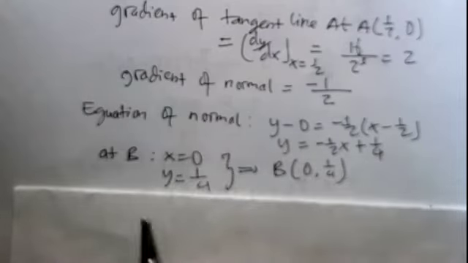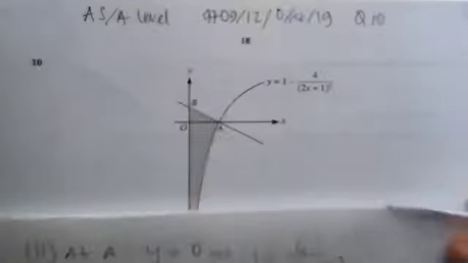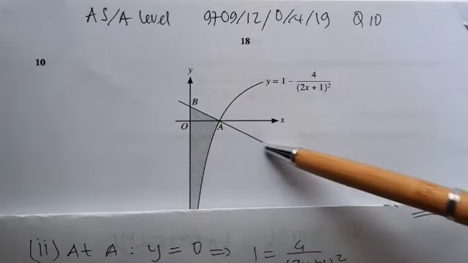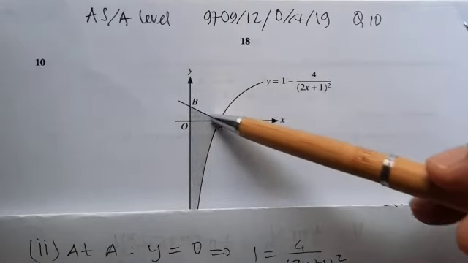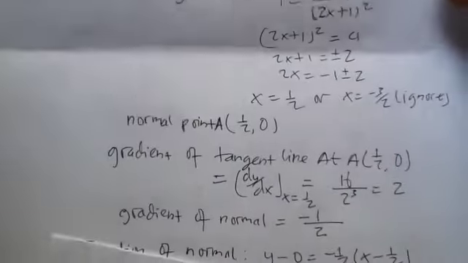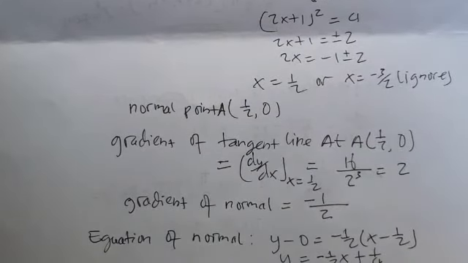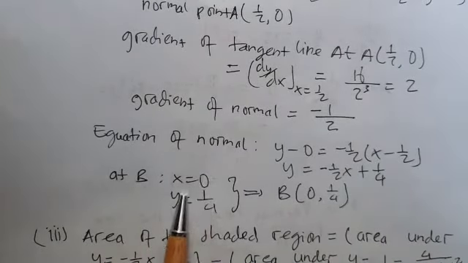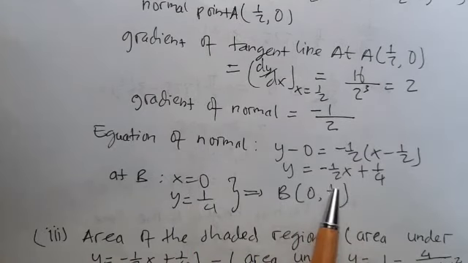Now at B, it means x equals 0 in the equation of the normal line. Thus at B, x equals 0. Substitute into the equation of the normal line: x is 0, thus y is 1 over 4. Thus the coordinates of point B are (0, 1/4).